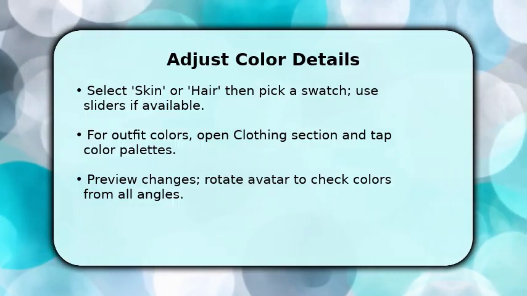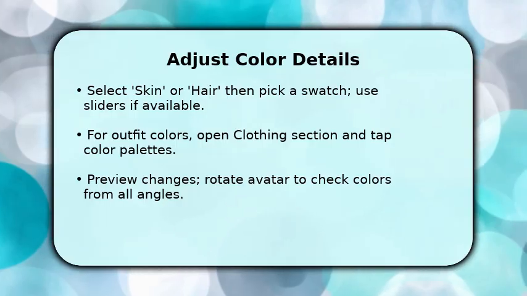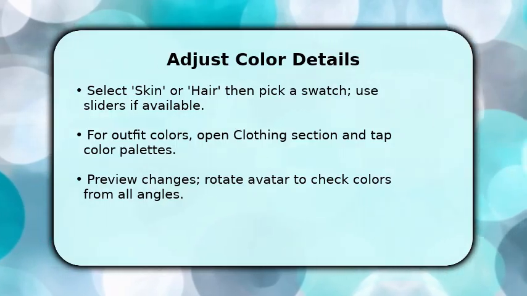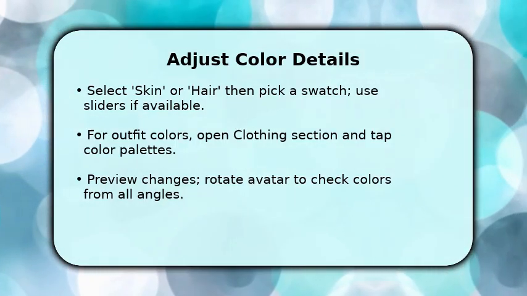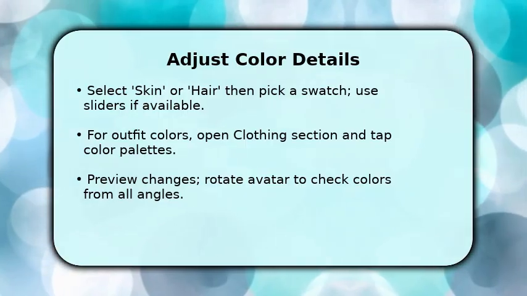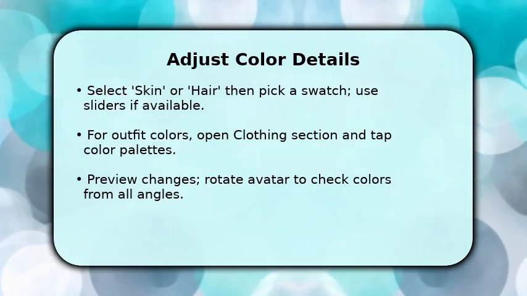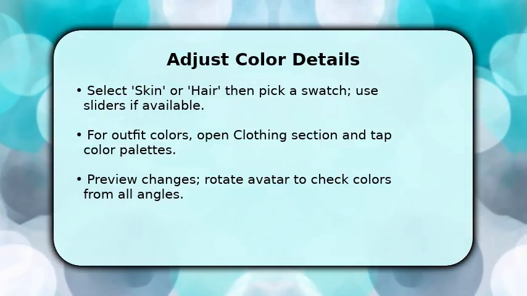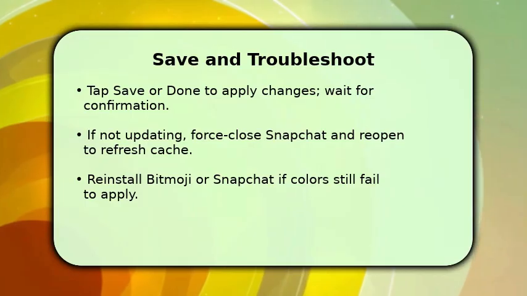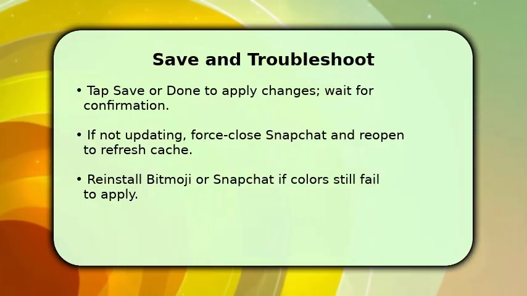Make incremental changes and rotate the avatar so you can inspect tones under different angles. If a slider appears, nudge it slowly. Small moves matter. When your colors look right, use the preview to confirm consistency across face, hair, and clothes before saving. Finish by tapping Save or Done so Snapchat writes the new avatar colors to your profile.